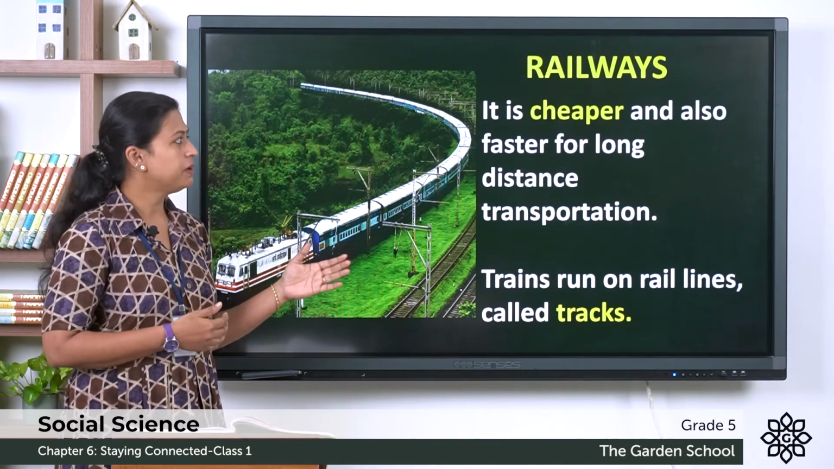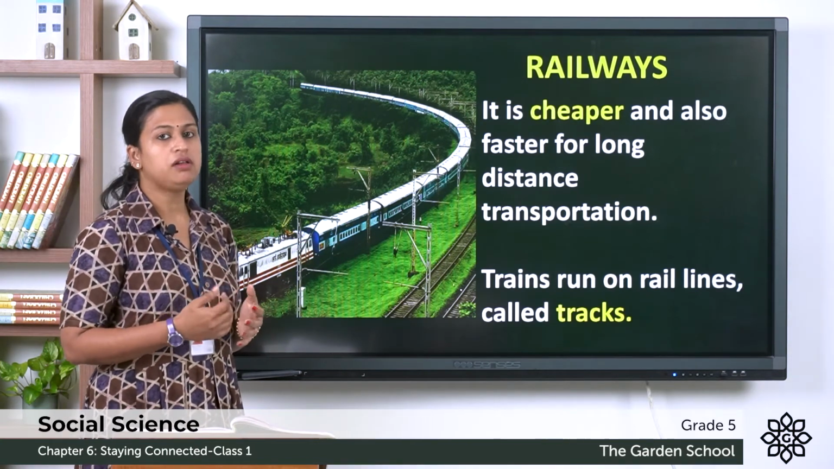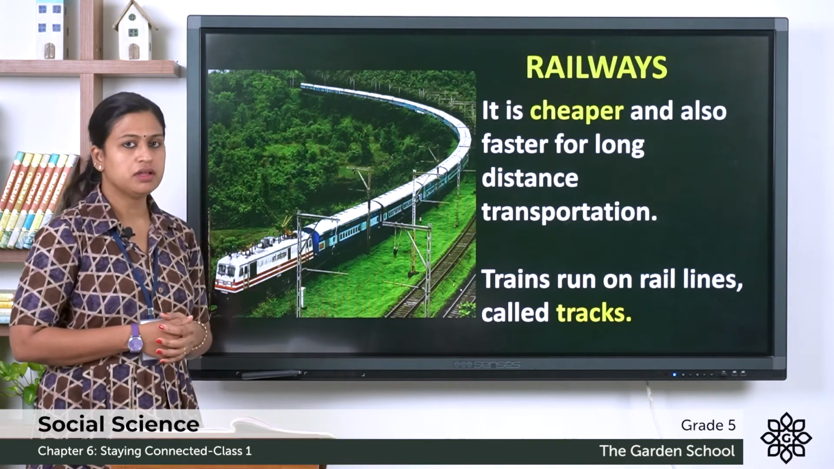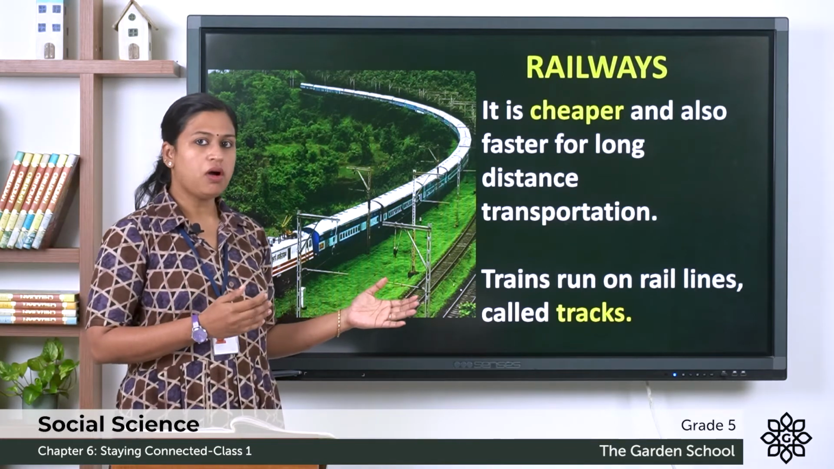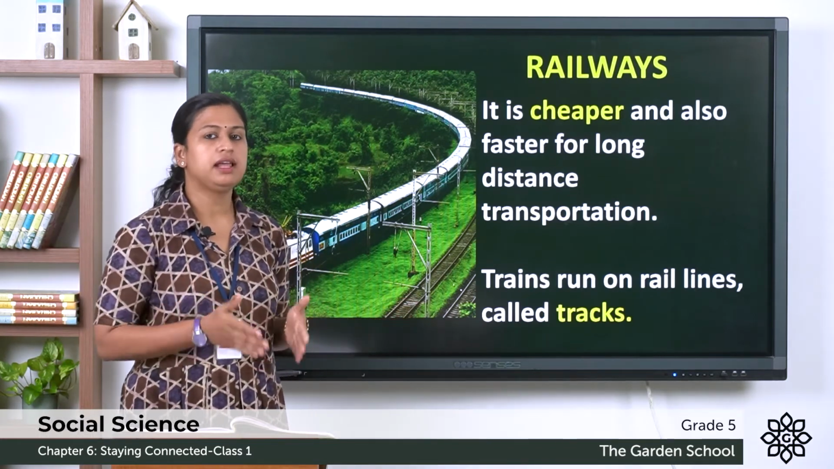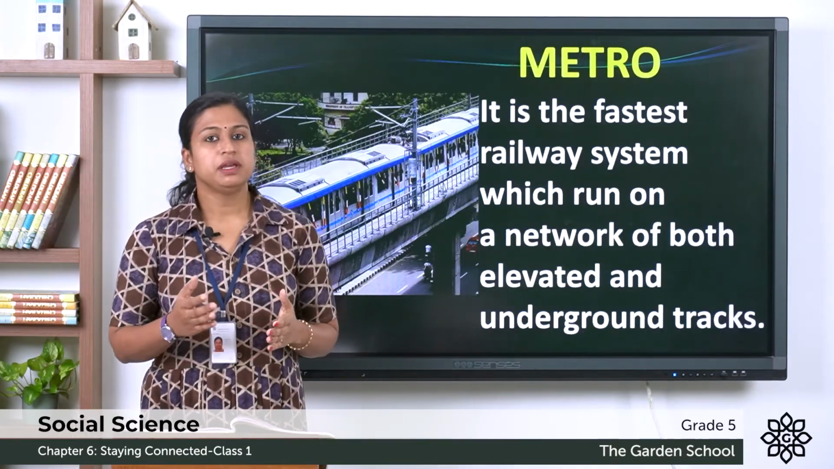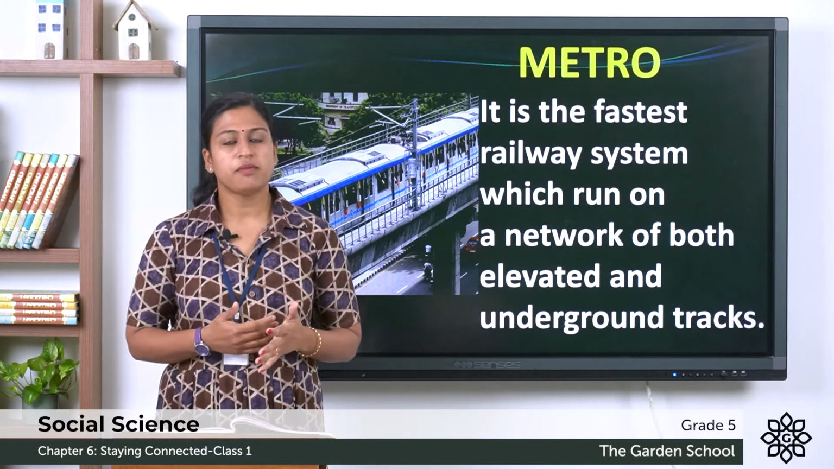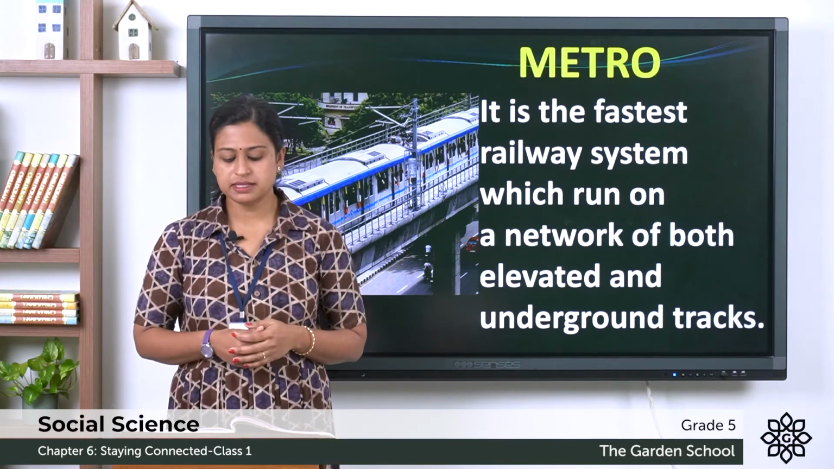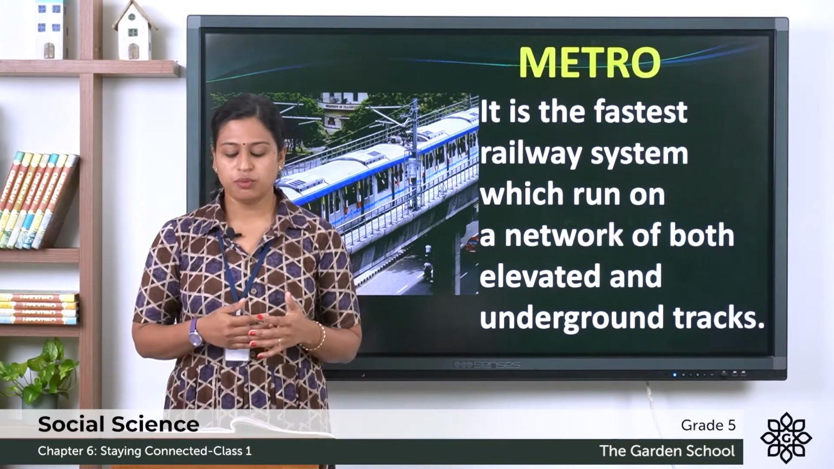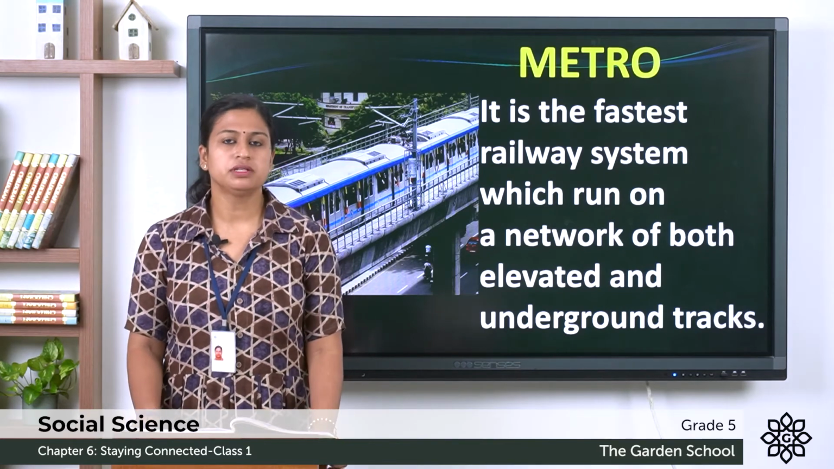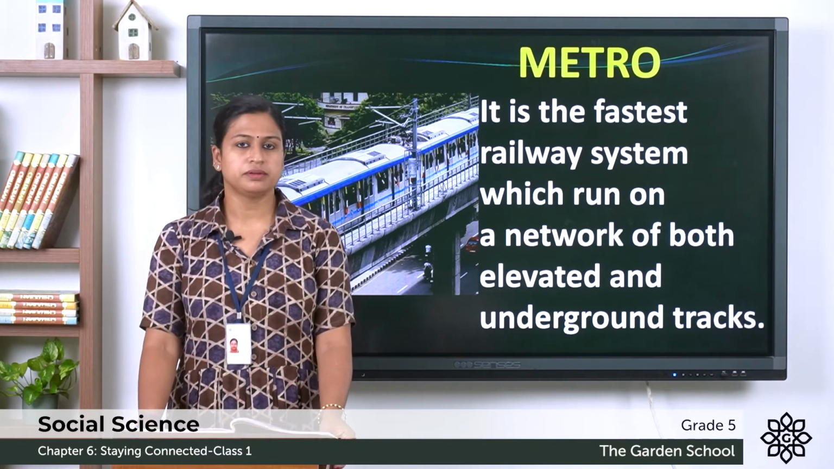It is cheaper and also faster for long distance transportation. So, trains run on rail lines, and these rail lines are known as tracks. India has many super trains. Some of them are Shatabdi Express and Rajdhani Express, which travel at a speed of about 100 km per hour.